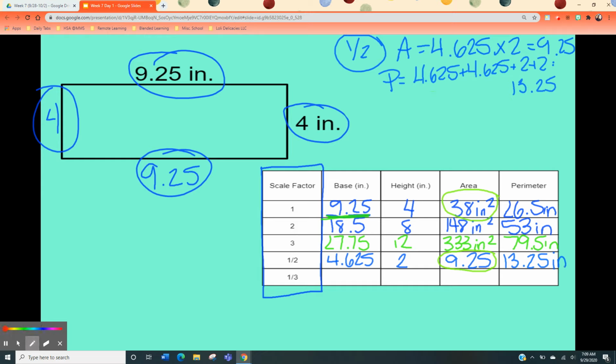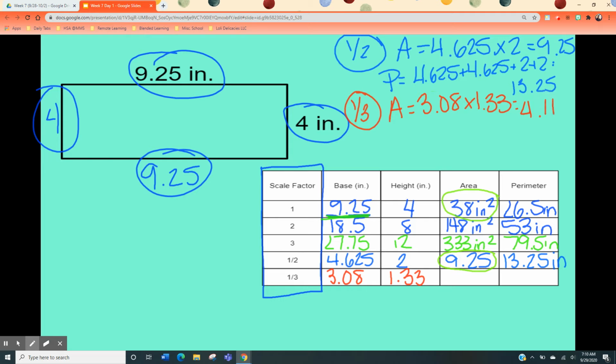So let's go ahead and look at 1/3. I'm going to go back to my original base. Remember, we always go back to the original. So 9.25 times 1/3 gives me about 3.08, and 4 times 1/3 gives me about 1.33. So I'm going to do my area equals 3.08 times 1.33. And that gives me 4.11 inches squared. And I forgot to put the unit in the last one.